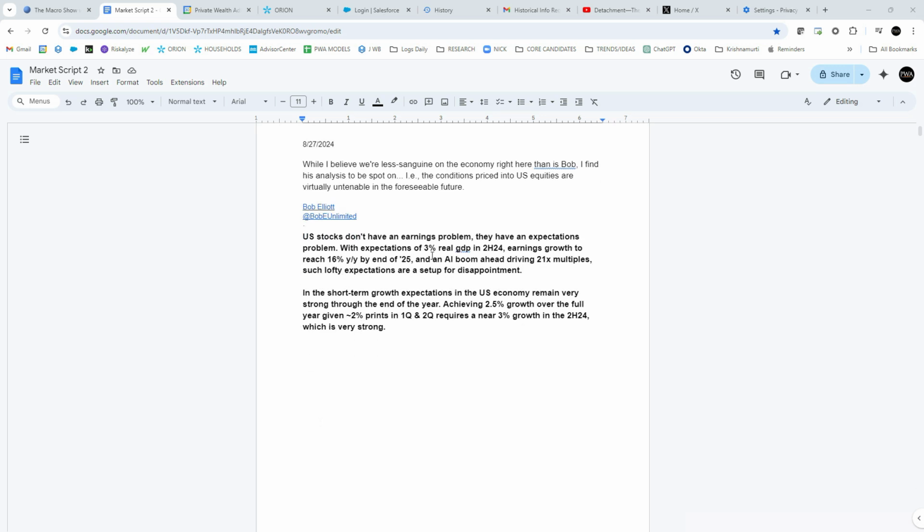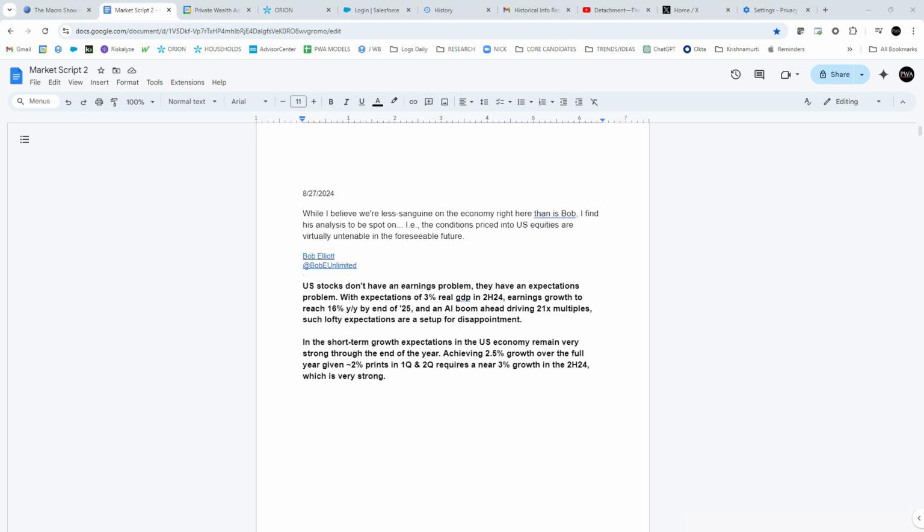And then, at least lastly, for the notes I want to share with you today, I say here, while I believe we're less sanguine about the economy than is Bob Elliott of Unlimited Funds, very sharp macro thinker, I find his analysis to be spot on, i.e. the conditions priced into U.S. equities are virtually untenable in the foreseeable future. And I've included this, I believe, in the written blog this week.